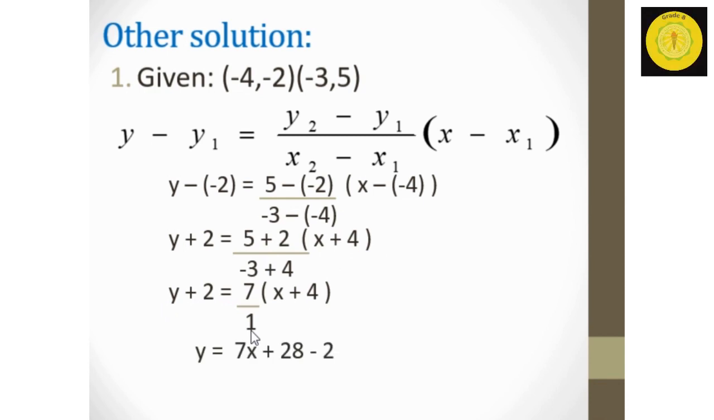Then we need to simplify, and our answer is y equals 7x plus 28 minus 2. So 28 minus 2 is 26. So for our equation, y equals 7x plus 26. If you notice, even if we use the other formula, we will come up with the same answer.